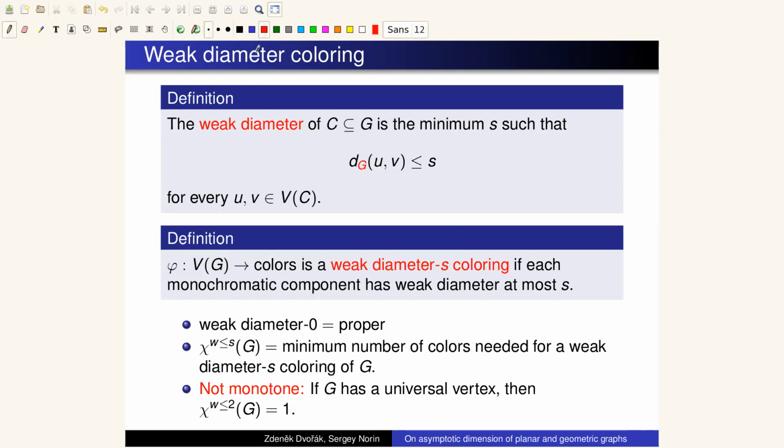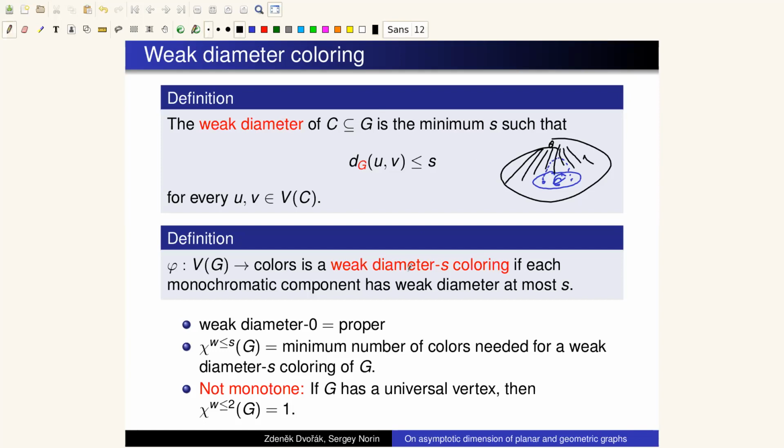So suppose that I have some graph G, and inside it I have some subgraph C. Well, then the weak diameter of this subgraph is the maximum distance between the vertices of C, but the distance is measured not inside this subgraph C, but in the whole graph. So in particular, if, for example, this graph contains a universal vertex, then the weak diameter of anything is at most 2.